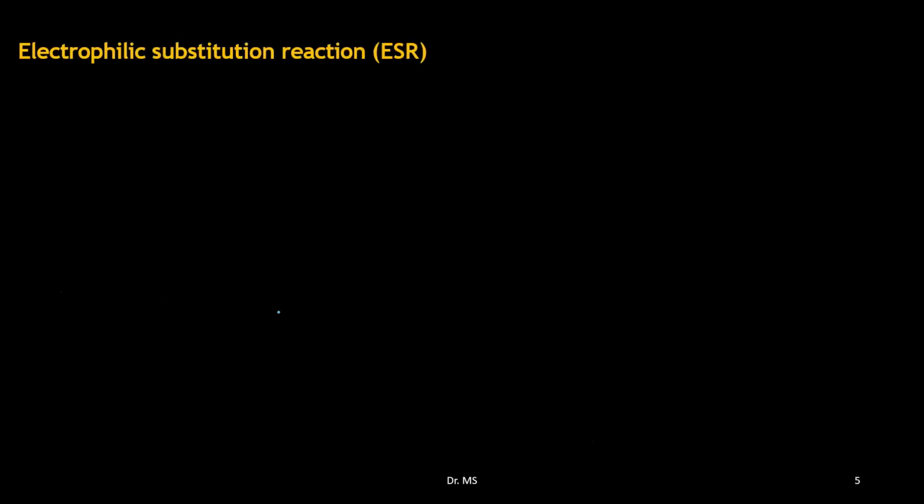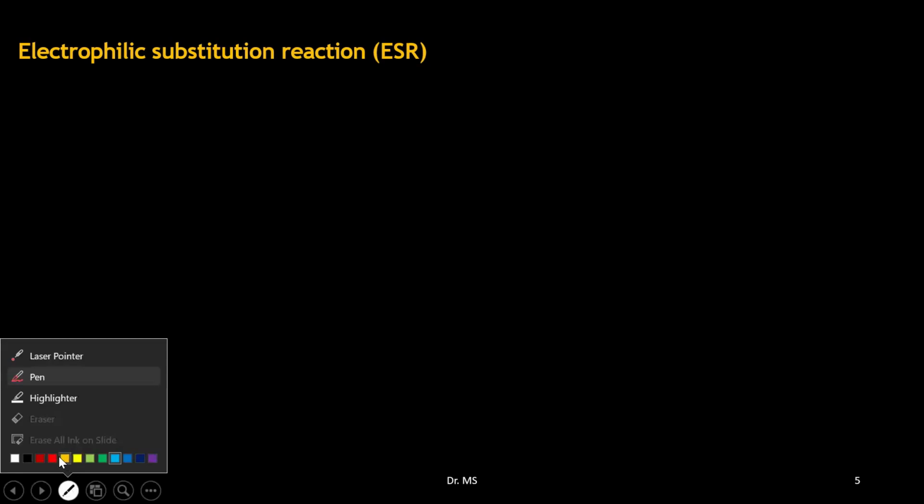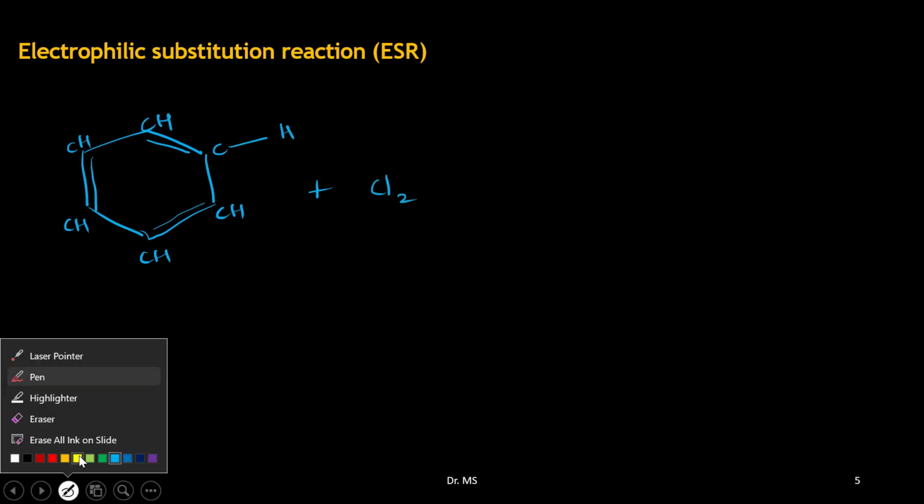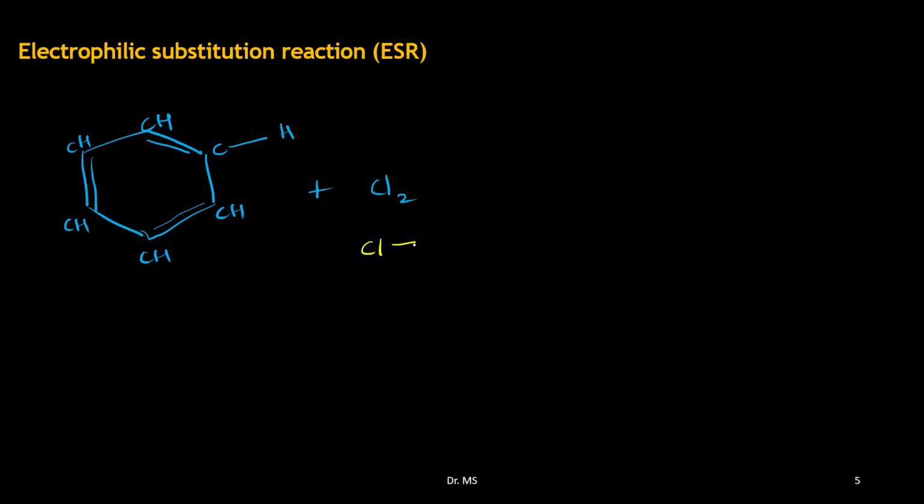Okay. So let's see an example here. Electrophilic substitution reaction. Let's take a benzene ring, which has the alternate double bonds. Let's say this is CH, CH, CH, CH, CH, CH. I'll be writing this like this, carbon that is attached to the hydrogen. Okay. So in presence of chlorine, Cl2, I can write this Cl2 in the form of Cl bond Cl.